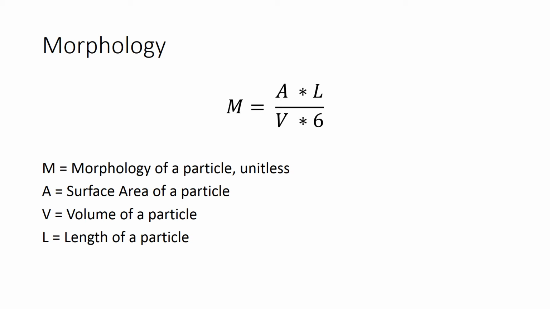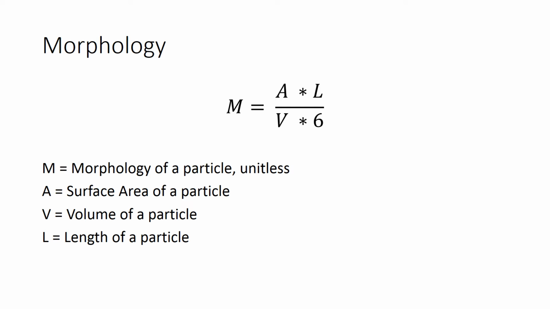A given particle can be described by surface area, volume, and length, which cannot describe the angularity of a particle. Morphology is a concept created to describe the angularity of a three-dimensional particle. Morphology is the relationship between surface area, volume, and length for a given particle relative to a sphere.